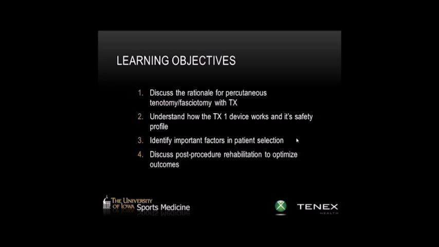In terms of our learning objectives, we're going to briefly provide some introductory material. So we're going to discuss the rationale for percutaneous tenotomy and fasciotomy, understand a little bit about how the device works as well as its safety profile, and then get into what I think is the most important thing about today's talk, which will be identifying important factors in patient selection, and then how we can really optimize both our technique and our post-procedure rehab to get the best outcomes as possible.